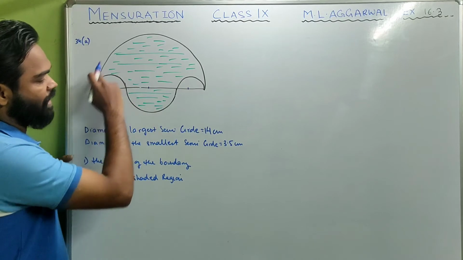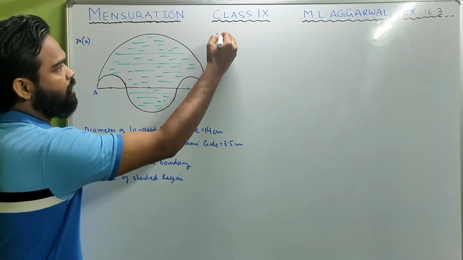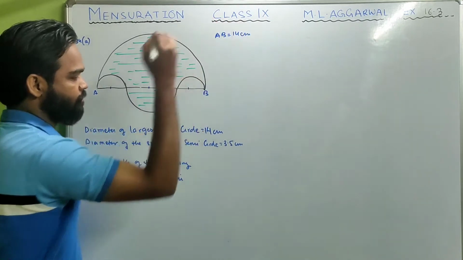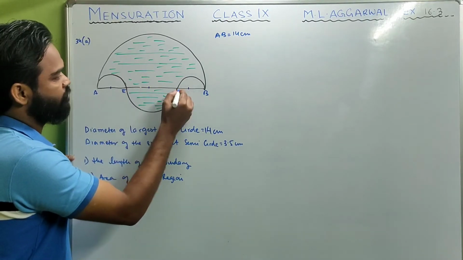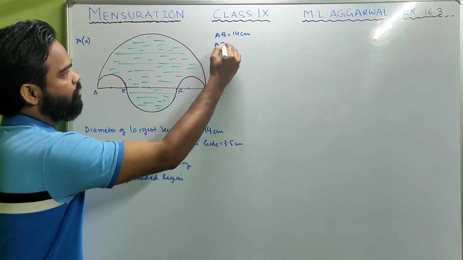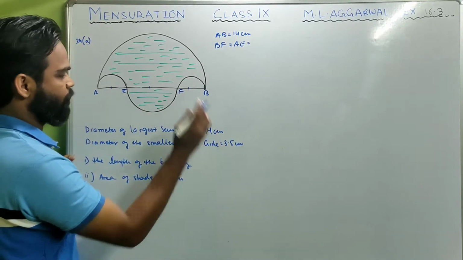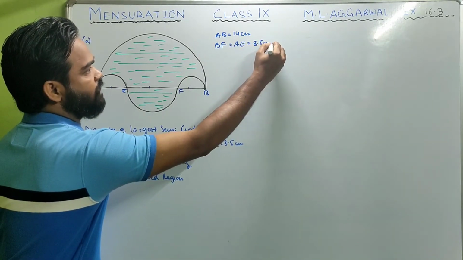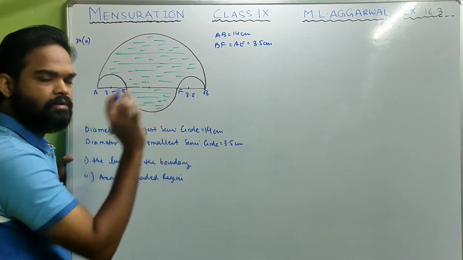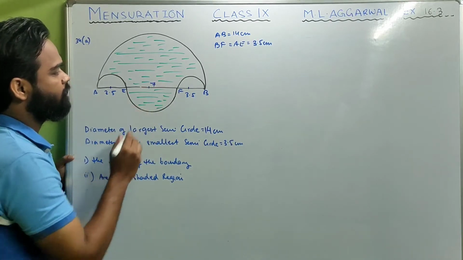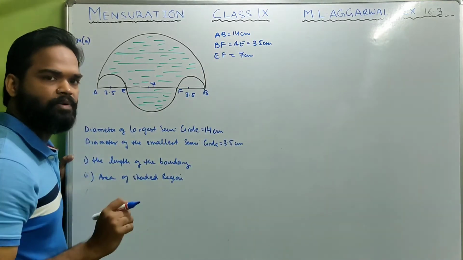They're given the diameter of the largest semicircle is 14, which means if I take this AB, then AB is 14 centimeter. Diameter of the smallest semicircle, so if I take this as suppose EF, then BF is equal to AE is equal to 3.5 centimeter. So this is 3.5, this is 3.5, the entire is 14. So EF has to be 7 centimeter. 14 minus 3.5 minus 3.5.